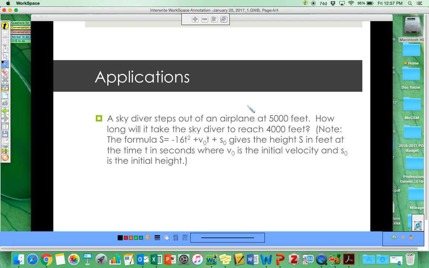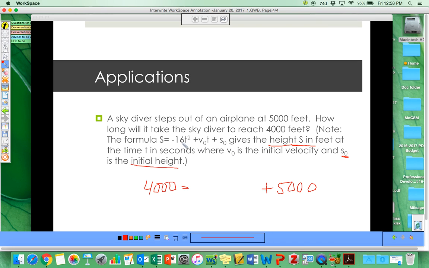I'm going to jump over here. So capital S is the height. S sub-zero, we call that S sub-naught, is the initial height. So the beginning height is S sub-naught. The height throughout the skydiver jumping is S. And so what we're interested in is the skydiver steps out of a plane at 5,000 feet. So that's his initial height. And then what we're looking for is when he's going to reach 4,000 feet.